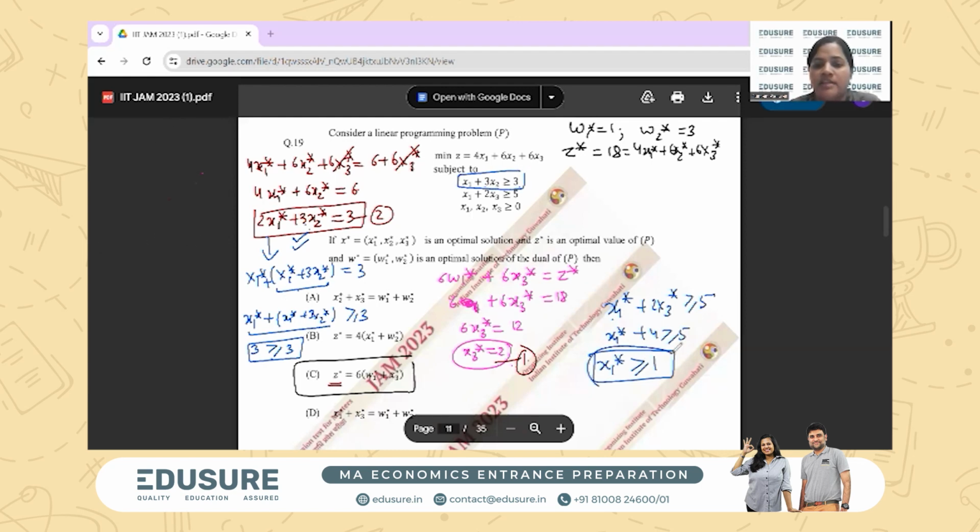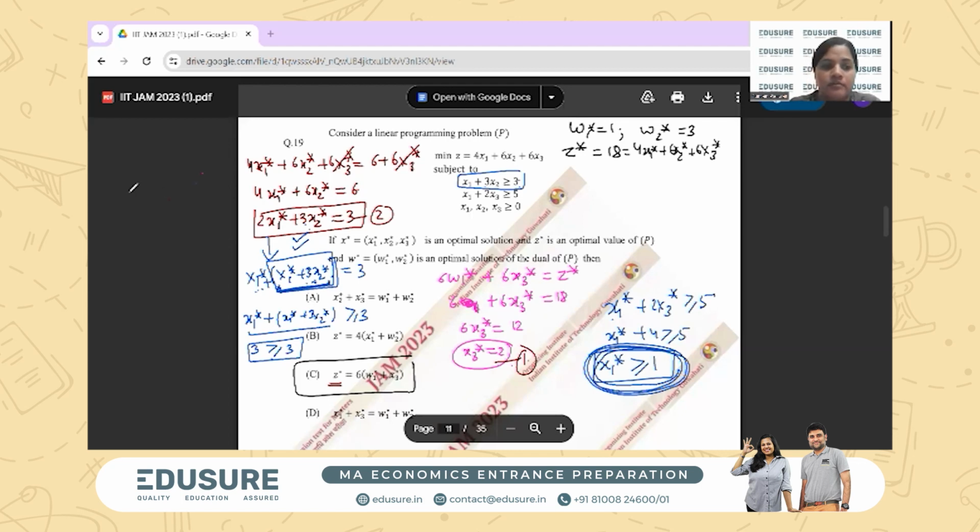Now you see my x1 star is greater than or equal to 1. Now let's see whether I reach a contradiction here or not. If this is greater than or equal to 3, okay. Now if this is equal to 3, x1 star will be 0, which is a contradiction. If it is greater than 3, then x1 star has to be negative, which is again a contradiction.